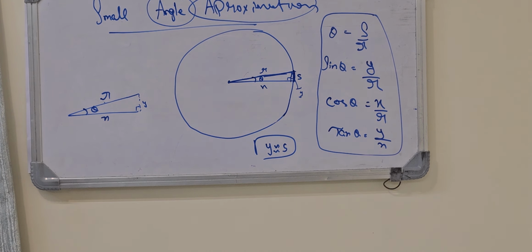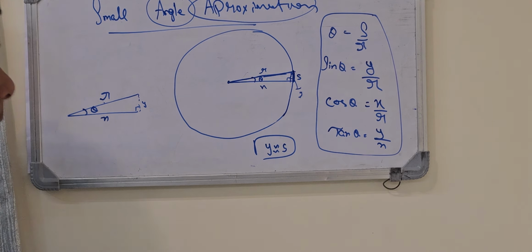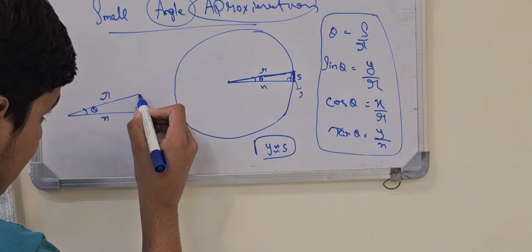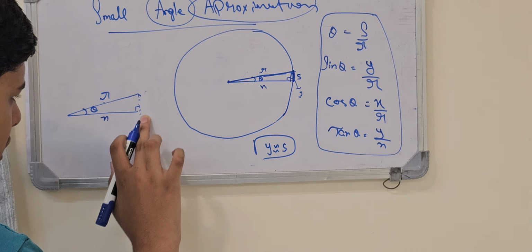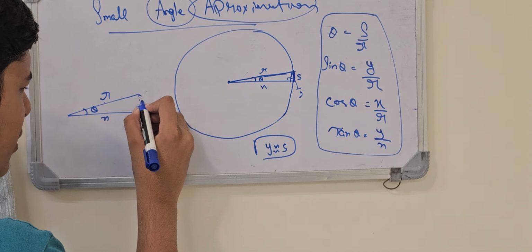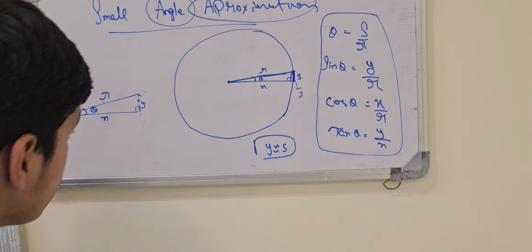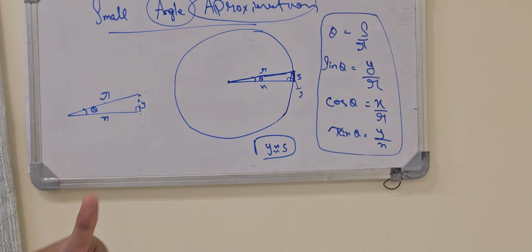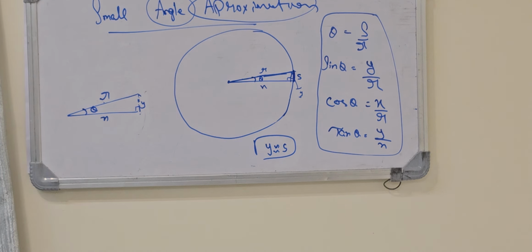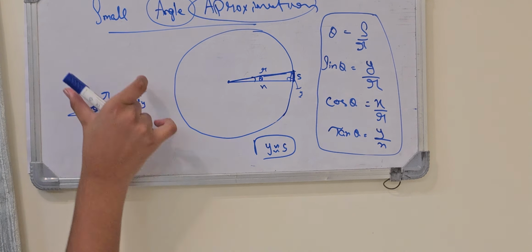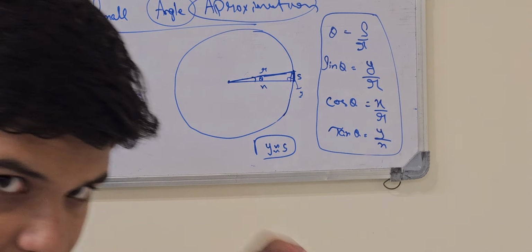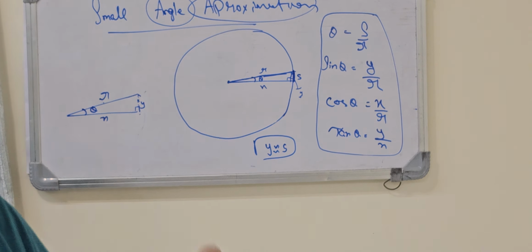Now in this triangle, y is approximate to s. S is our arc. This is our arc. So s is approximate to y. Now, if it is approximate, x is approximate to r. This is only in small angle approximation.